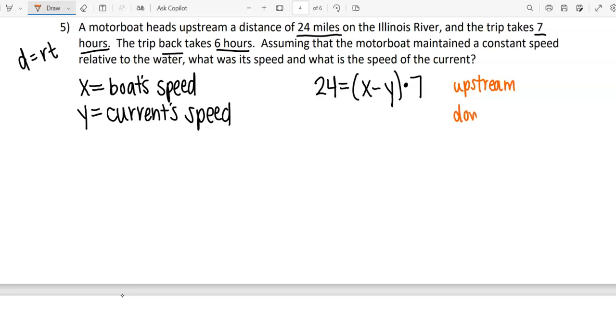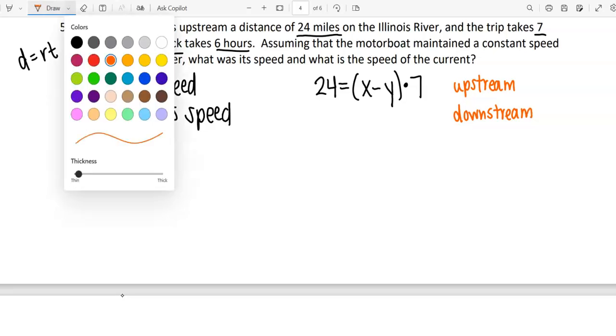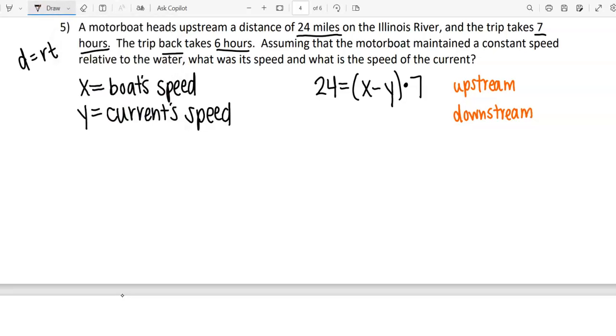Your second equation is going to be downstream. With downstream, the boat speed and the current speed are working together. So we're going to have 24 because the distance doesn't change. And if they're working together, it'll be x plus y times what? 6.